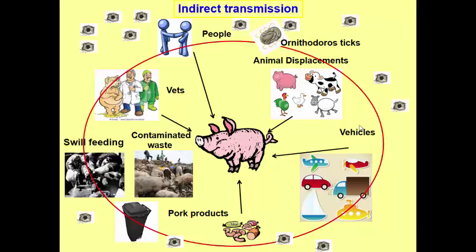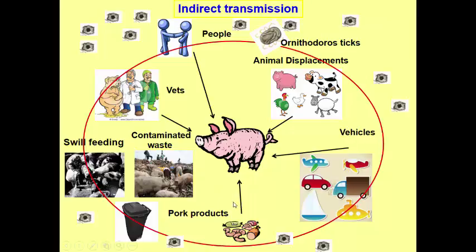African swine fever does not spread by the air. African swine fever has to be taken, somehow, by people, by vets, in food that is contaminated. And one of the major factors for transmission of the disease is the use of swill feeding or waste that is contaminated. And that's how the disease appeared in Europe in the early 60s.